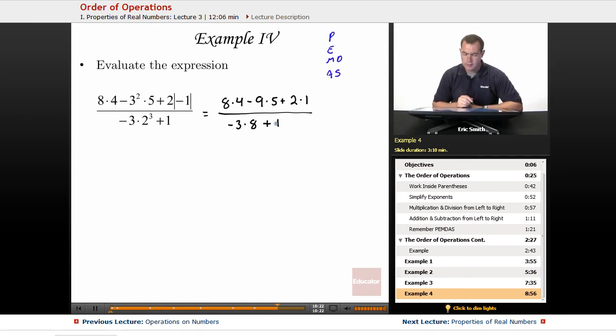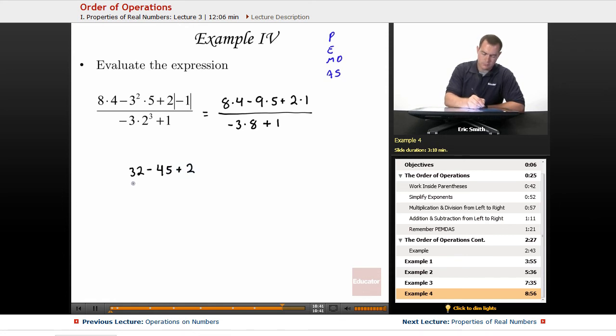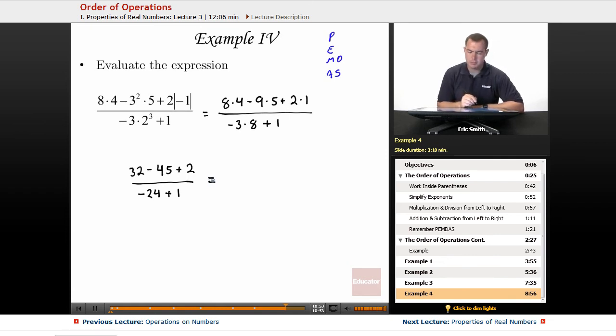All right, continuing on. Looking at the top, I don't have any additional parentheses, don't have any additional exponents. Multiplication and division. I got lots of multiplication on the top. 4 times 8 would give me a 32. 9 times 5, 45. 2 times 1, 2. Okay, on to the bottom. Negative 3 times 8, negative 24, and then plus 1. All right, multiplication and division done. On to addition and subtraction.